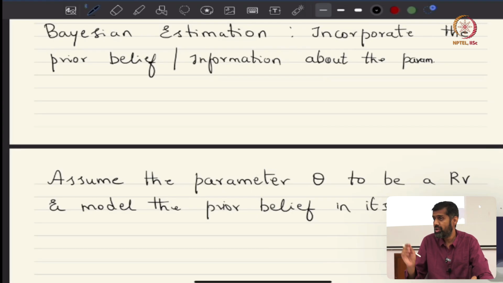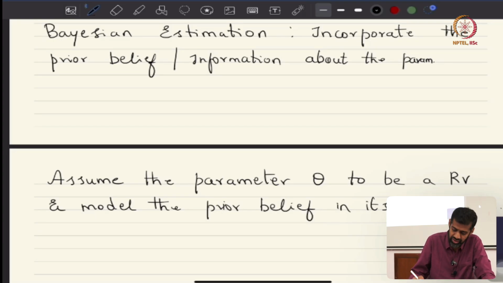So far we have been looking at theta as a deterministic variable, right. Now assume that theta also is a random variable just like your data, and that it has a distribution of itself. That distribution incorporates the belief that we already have regarding the parameters that we are trying to estimate. So this is the idea.